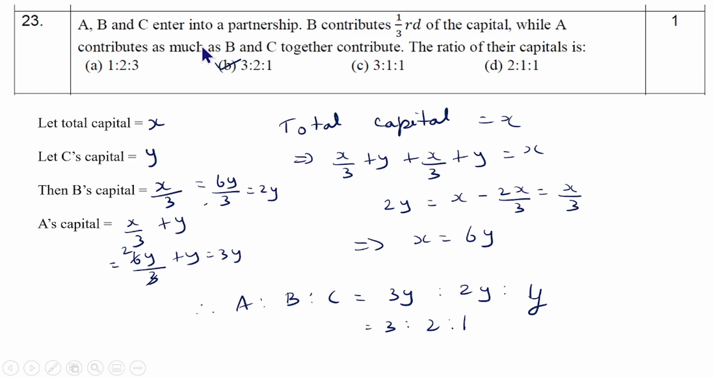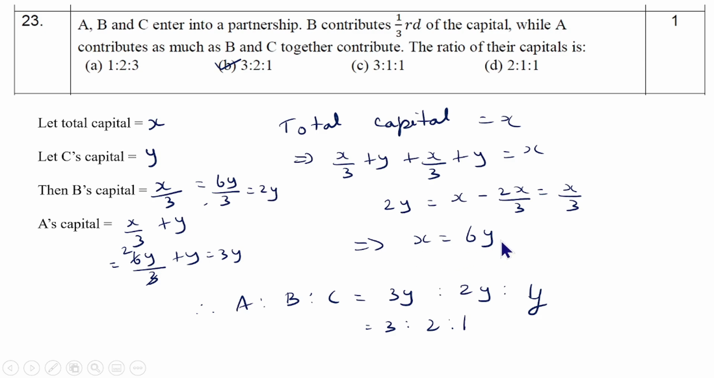So here it is given A, B and C enter into a partnership and B contributes 1/3 of capital and A's contribution is the sum of B and C. So we have taken total capital equal to X and C's capital is Y. Then B's capital will be X by 3 and A's capital is the sum of these two, X by 3 plus Y. Now since total capital is equal to X, the sum of each of these capitals will be equal to X, which means X by 3 plus Y plus X by 3 plus Y is equal to X. So from this we get X is equal to 6Y.